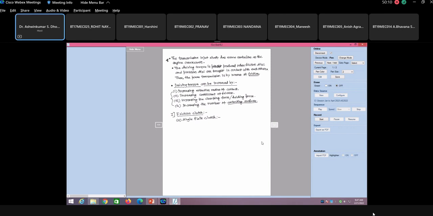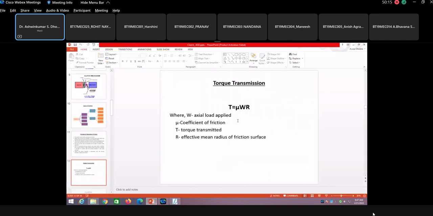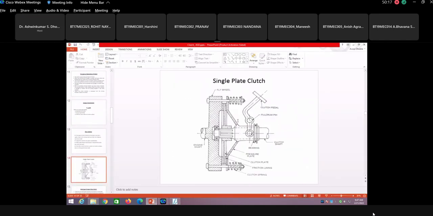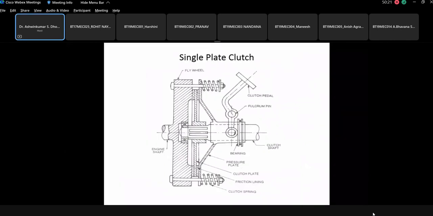So sir, I will show you the single plate clutch. This is the diagram of the single plate clutch. This is the engine shaft as we saw earlier. This is the splined gearbox input shaft or transmission shaft. This is what we have to design in the practical, whatever we have done.